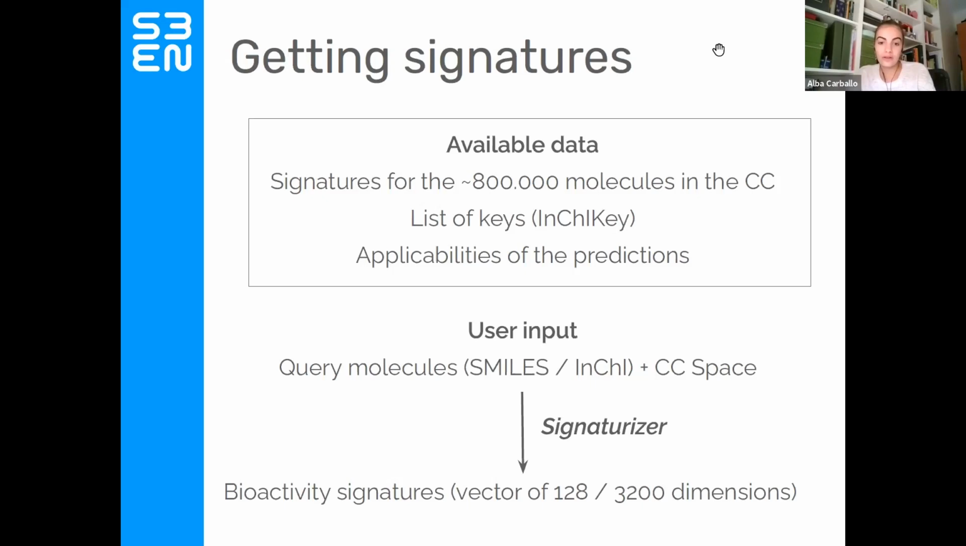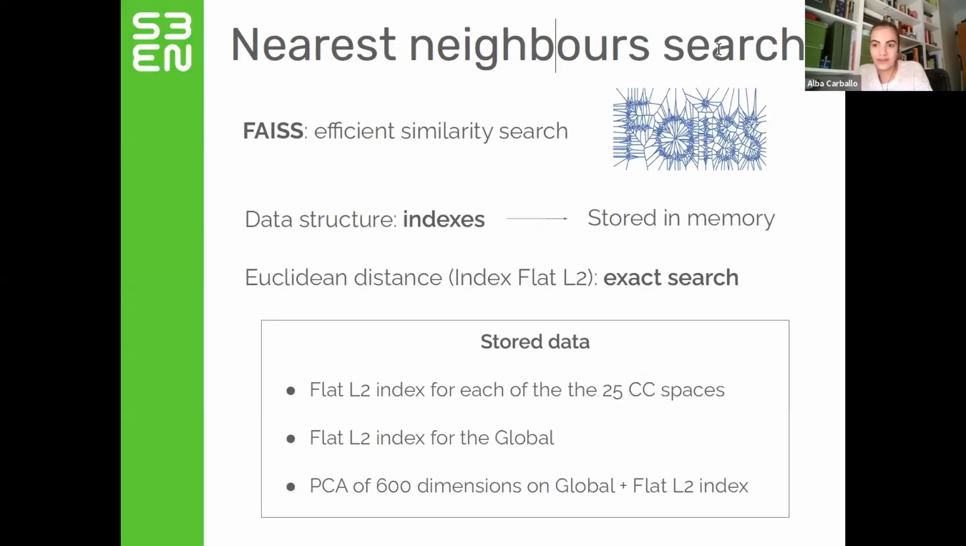Once the user inputs a query molecule in SMILES or InChI format, and selects a Chemical Checker space, we applied the Signaturizer in order to get the bioactivity signatures. That is a 128-dimensional vector if the space is a singular one, or a 3,200-dimensional vector if we were working with the global of all the spaces together. Once we had that, we needed to perform a nearest neighbor search. The idea was to calculate the Euclidean distance to all the molecules in the Chemical Checker. We could do so manually and then sort by increasing order, but this took a lot of time.